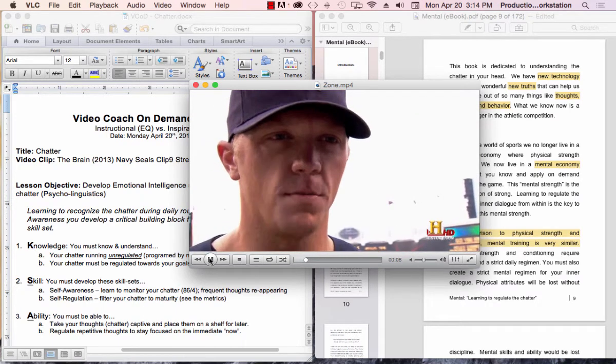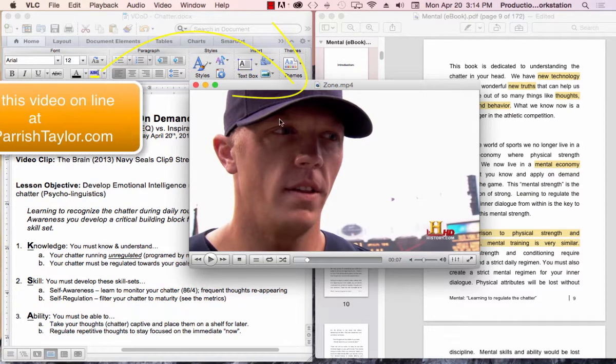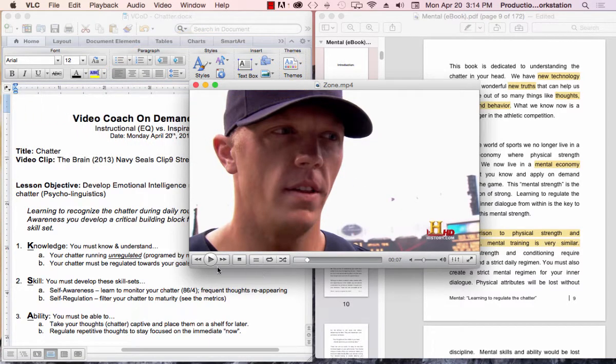As slow as possible. Okay, when he talks about controlling his breath, what you must understand there is he's regulating his chatter. All he's doing is regulating his chatter to focus on his breathing. As a result, what he says here, his senses and everything become stronger. Listen to this young buck talk.